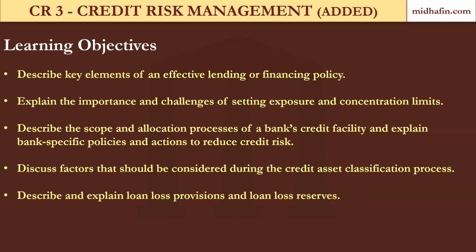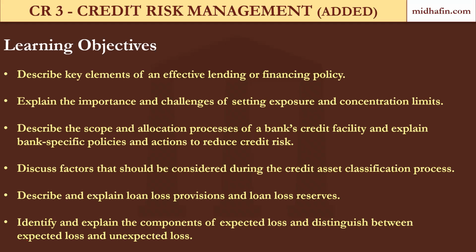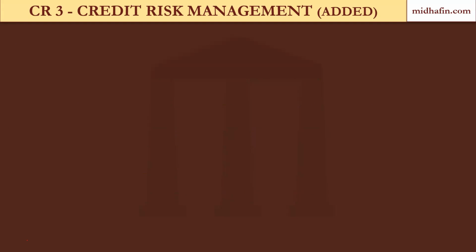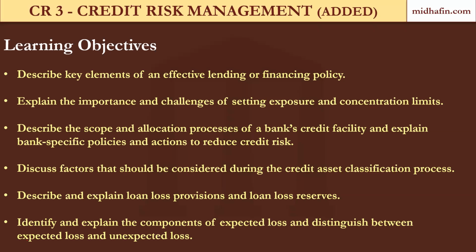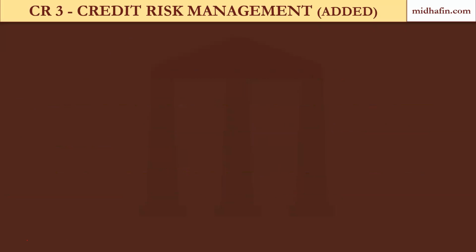And again, I'm saying this will be very relevant, especially for those candidates who are retaking the exam, right? Because if you want a list of all the learning objectives, it's already available in the GARP learning objectives guide, right? And components of expected loss, distinguish between expected and unexpected loss. This was also one of the learning objectives which has been covered in part 1 as well, the last one.